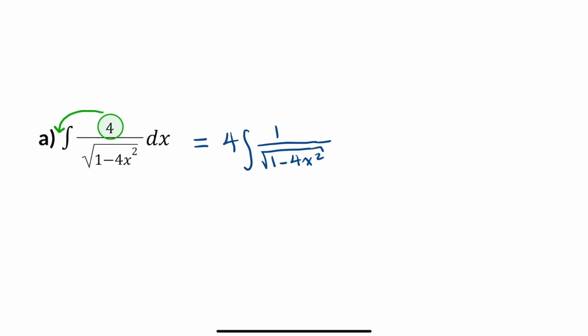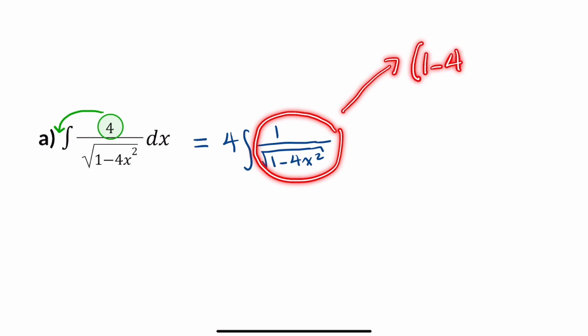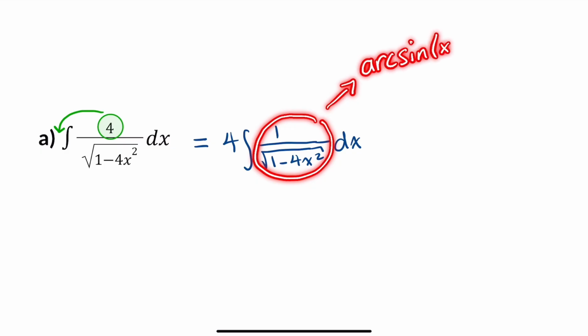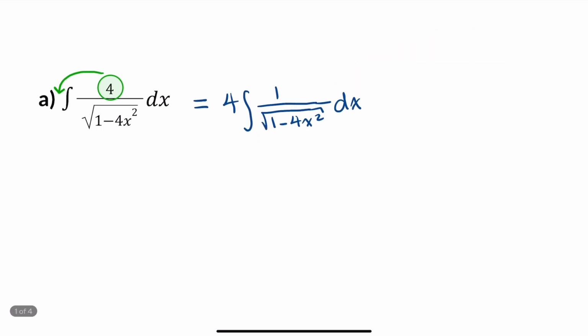Now, something that a lot of people might be tempted to do is to rewrite this in a different way such that you can take power rule. Some people might rewrite this as 1 minus 4x squared to the power of negative a half. However, you cannot do that in this case because this is one of those antiderivative rules that you just need to memorize. And so the antiderivative of this follows the format of arc sine x plus c. And so that's what we're going to do here.